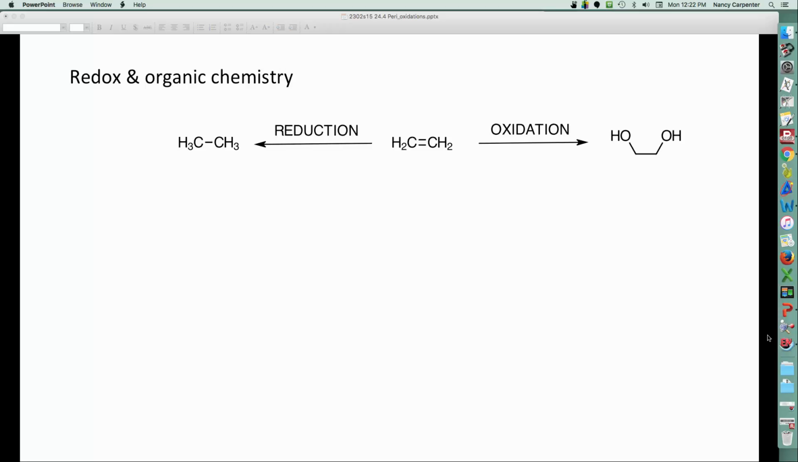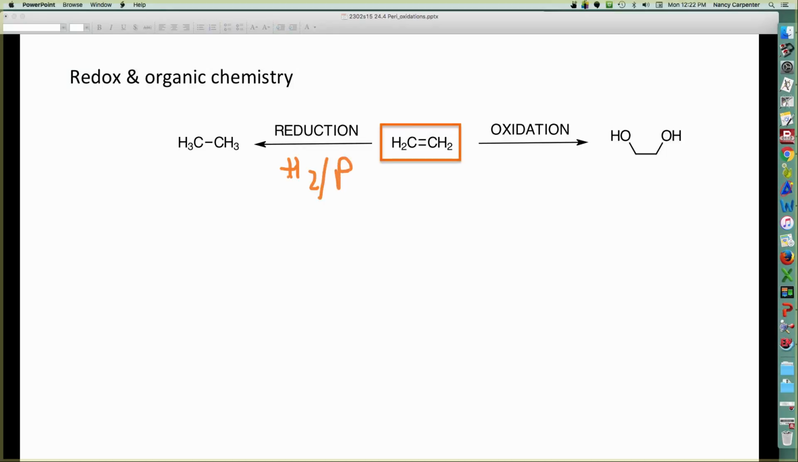Redox in organic chemistry. So we've seen this little schematic before, that if we start out with some pi electrons, like an alkene, we can reduce them by adding hydrogen across the double bond. That's a reduction. And what we would do is add H2 and maybe a palladium catalyst. Now we're going to look the other direction. We're going to look at oxidations. And basically it's pretty easy to see when there's an oxidation taking place. Instead of adding hydrogens, we're adding oxygens.